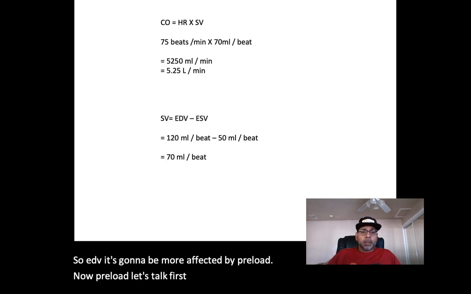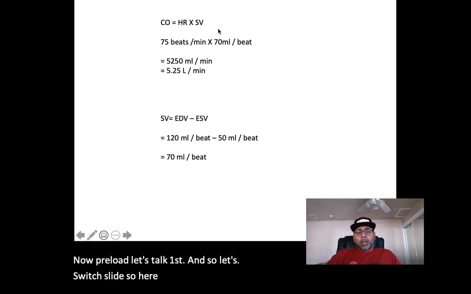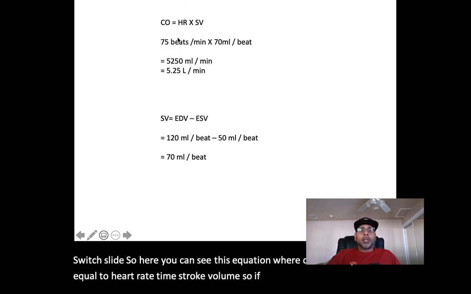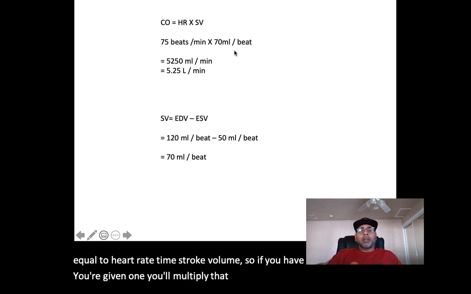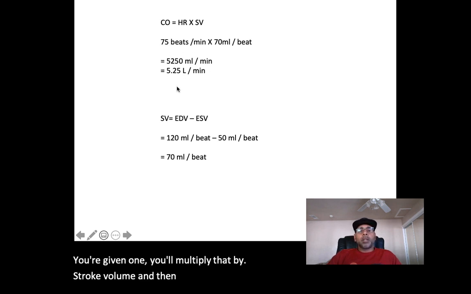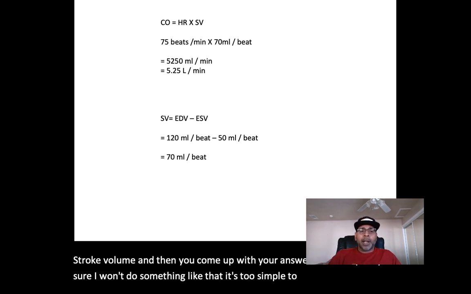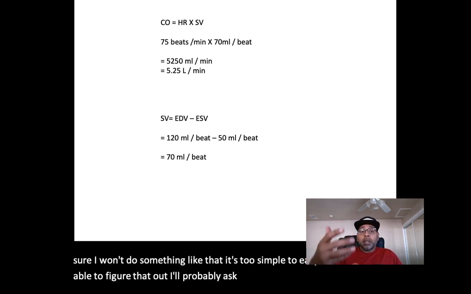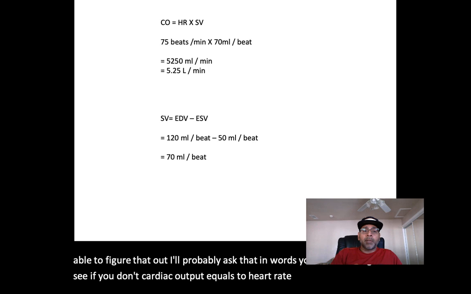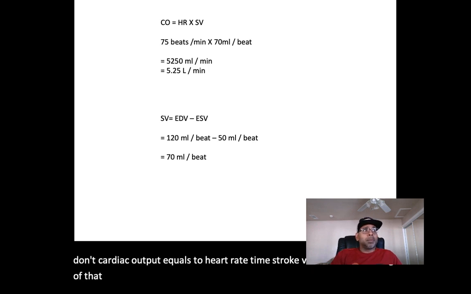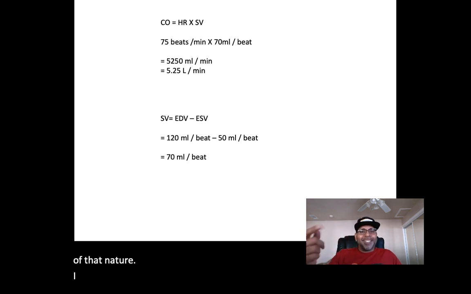Now, preload, let's talk first then. So let's switch slides. Here you could see this equation where cardiac output is equal to heart rate times stroke volume. So if you have a certain heart rate, you're given one, you'll multiply that by stroke volume, and then you come up with your answer there. I'm pretty sure I won't do something like that. It's too simple, it's too easy. You should be able to figure that out. I'll probably ask that in words, to see if you know cardiac output equals heart rate times stroke volume, or something of that nature. But I'm 100% sure I don't have a calculation for you on that. I have enough other calculations we're going to get to.